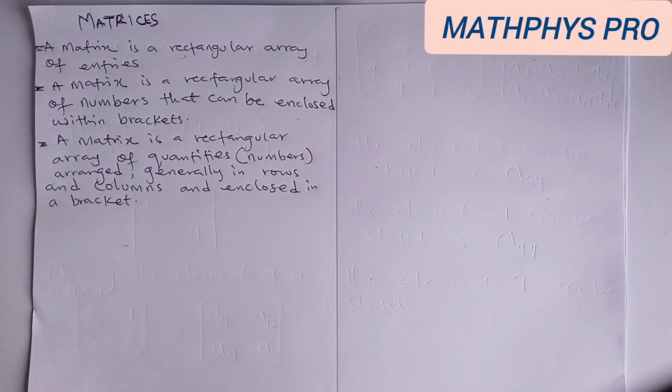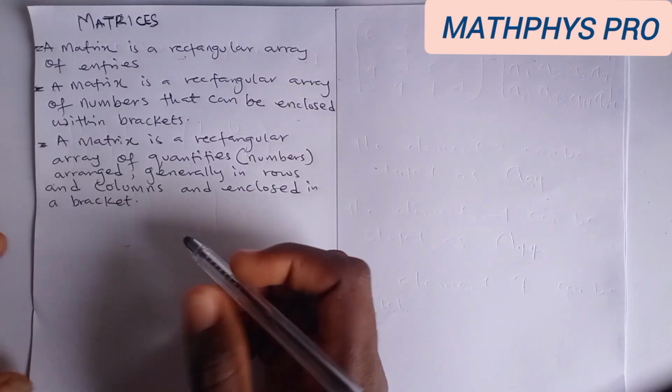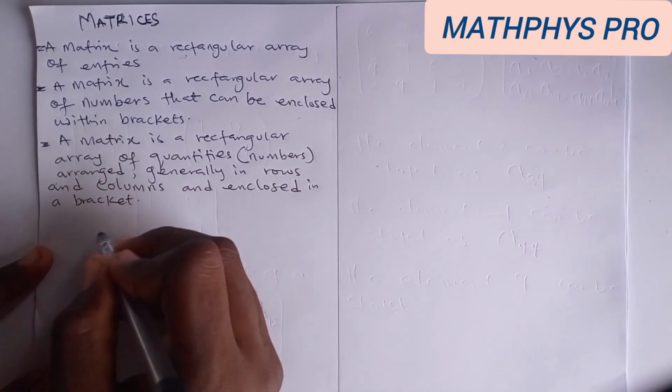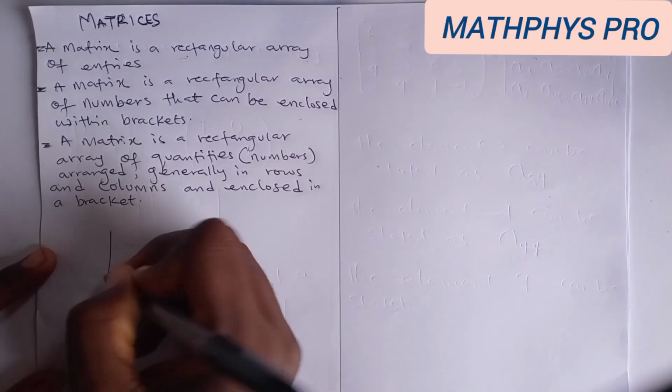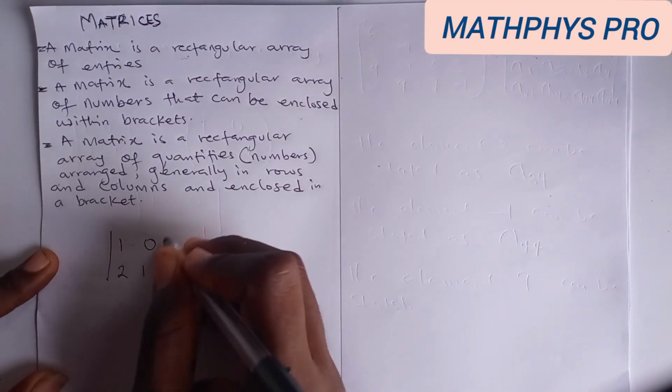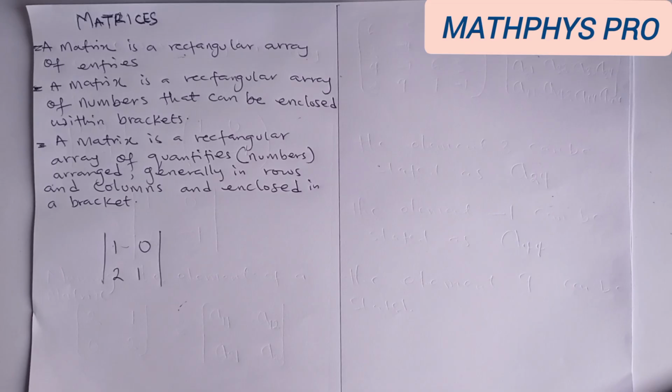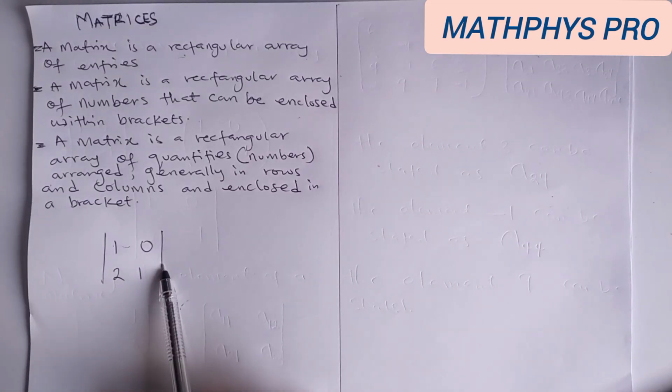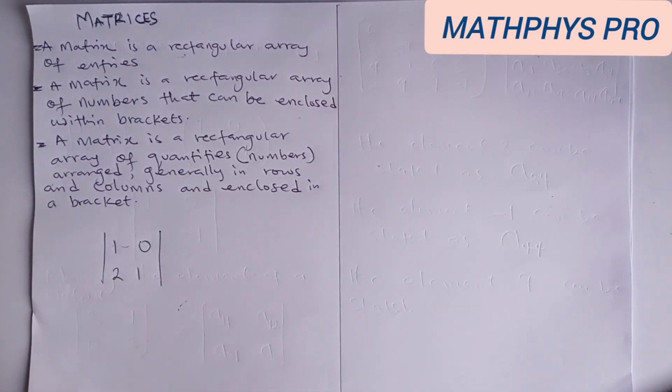Now, how do we represent a matrix? A matrix is not represented in this format. You don't represent a matrix like this. This is a determinant. This is how we represent a determinant. In our next class, when we talk about determinants, you will understand why it is arranged in this format.